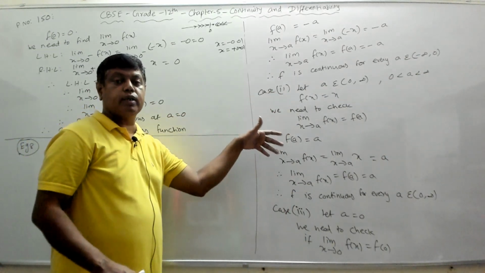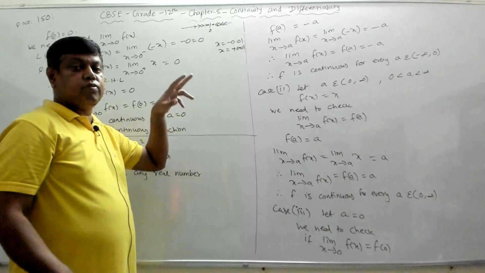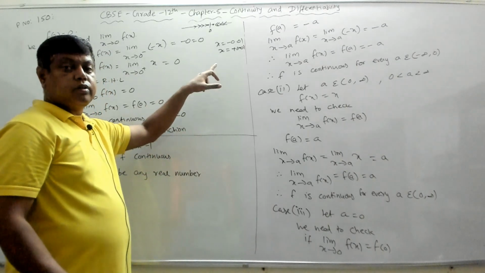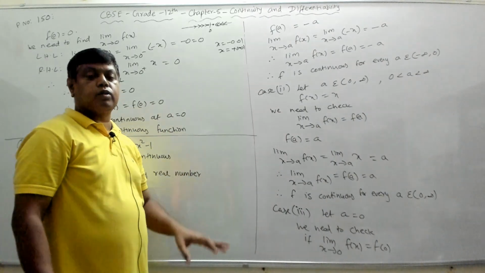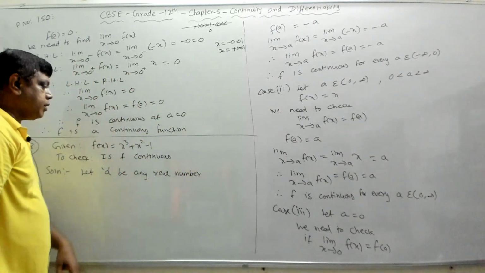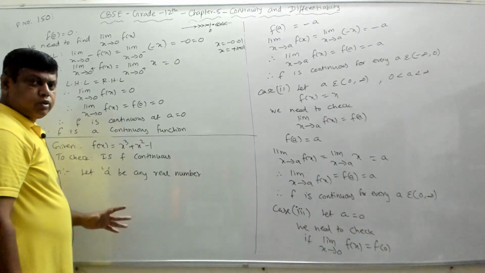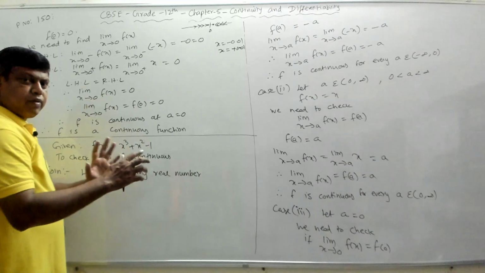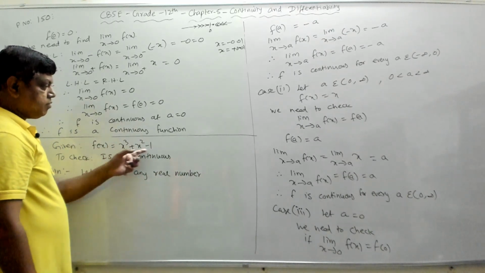Here we had to go for cases because our f of x value changes based on the value of x. For mod x, f of x was x when x was greater than or equal to 0, and minus x when x was less than 0 in the previous example. Now here it is one straightforward definition, so we don't have to have any cases. We will take a to be any real number, because for any real number this is the definition.